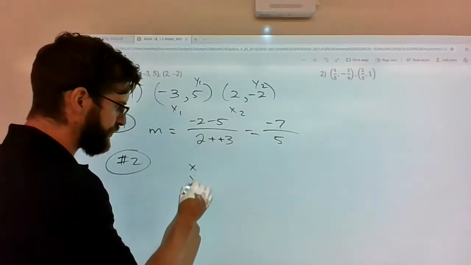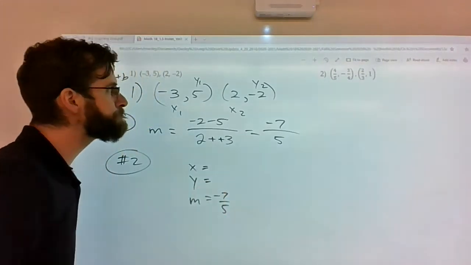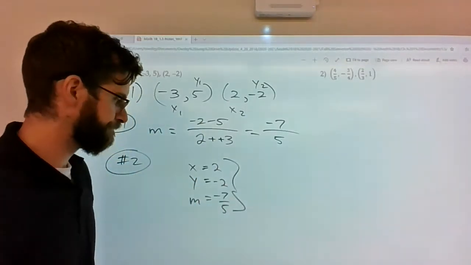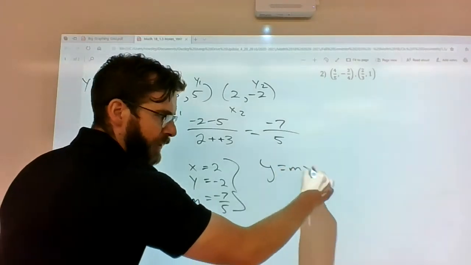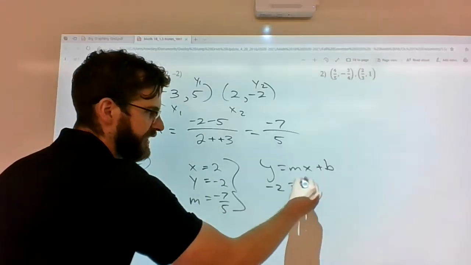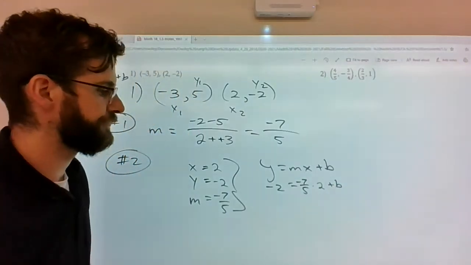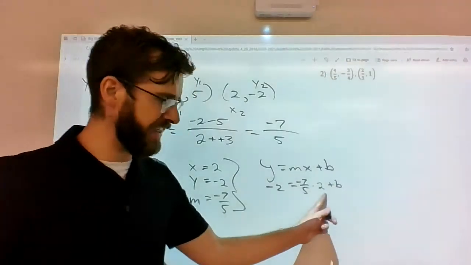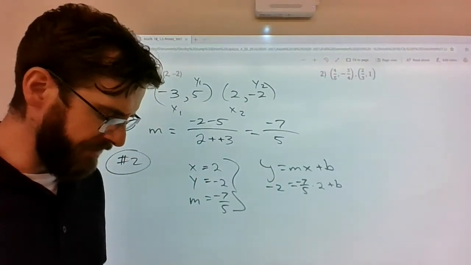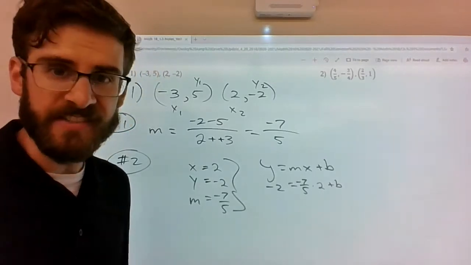Step 2 is where we pick x, y, and use our negative 7/5 m. I'm going to pick the second point, x equals 2, y equals negative 2, and run it through the y equals mx plus b machine. Negative 2 is our y, m is negative 7/5 times 2 plus b. I'm just going to go to the calculator on this one. Negative 7 divided by 5 times 4 ends up giving me negative 5.6.